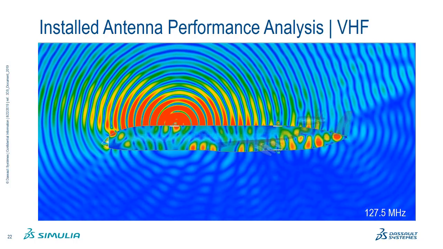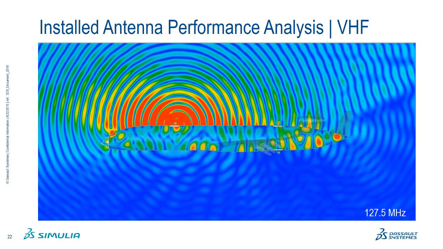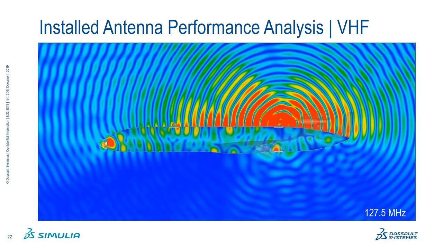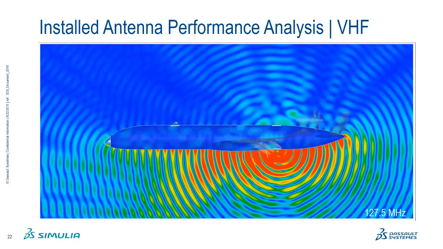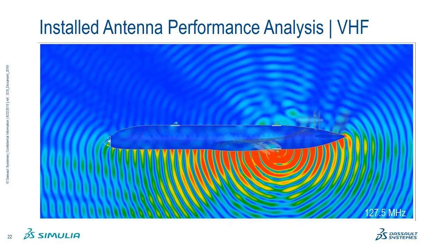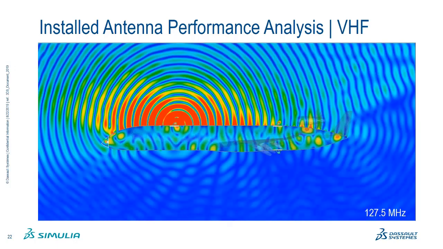So here we see some results for the VHF antenna install performance. And we're animating the electric field radiating from each of the 3 VHF antennas. There's 2 on the top and 1 on the bottom. Notice that there's coupling from one VHF antenna to another. And there's also some coupling in through the windows of the aircraft to the interior.